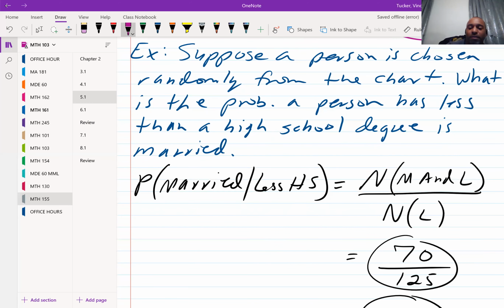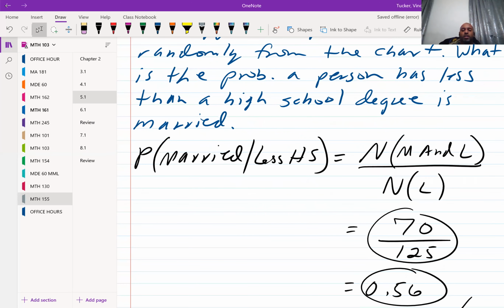But it's 70 over 125. If you go back to that chart, the 125 is the total number of people who had less than a high school degree or diploma. And then 70 is the category of those who are married and have less than high school.